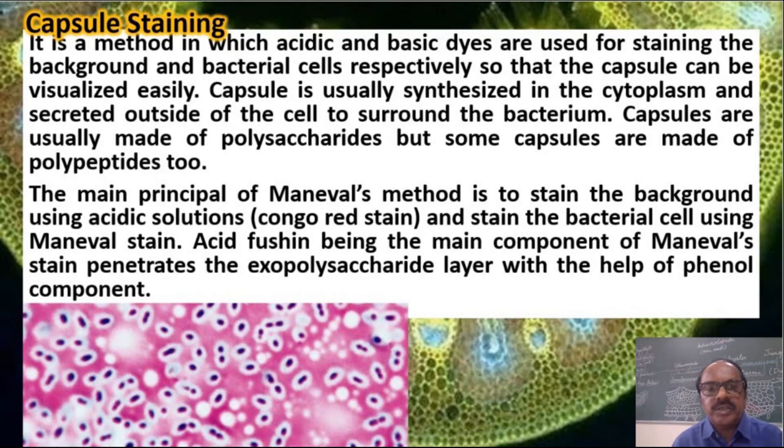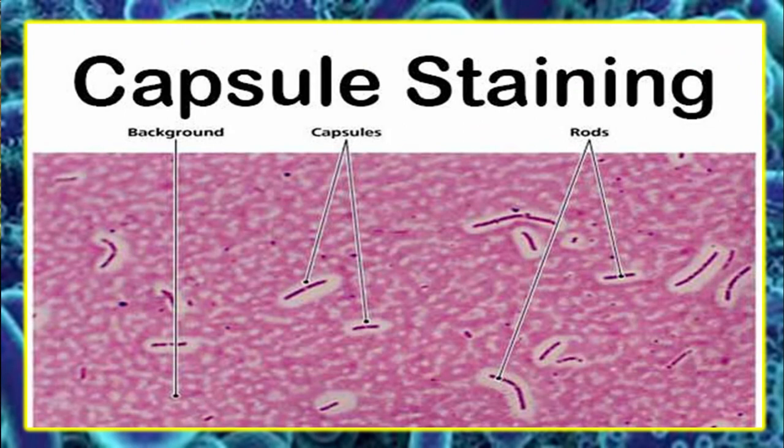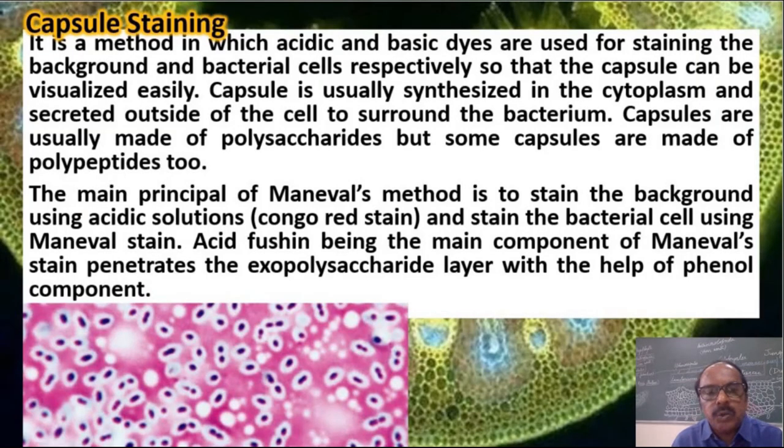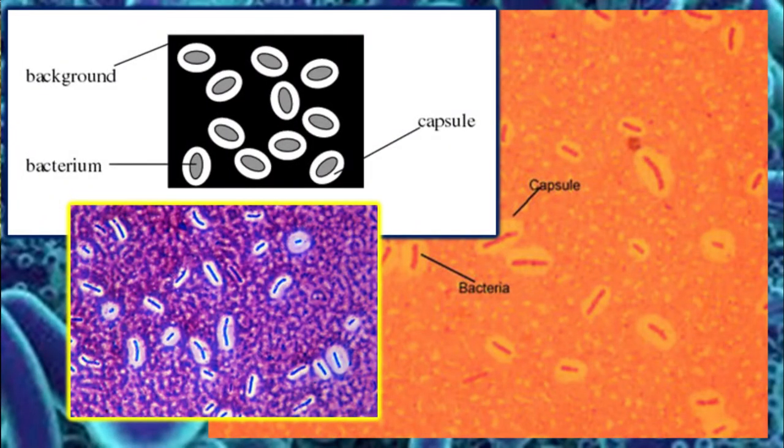It is a method in which acidic and basic dyes are used to stain the background and the bacterial cells respectively, so that the capsule can be visualized easily. The capsule is usually synthesized in the cytoplasm and secreted to the outside of the cell wall to surround the bacterium. It's a protective layer. Capsules are usually made up of polysaccharides, and some capsules are made up of polypeptides also.